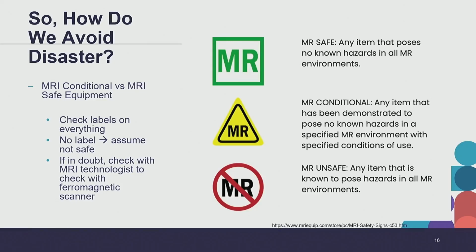So if you have a patient who is intubated in the MRI scanner, you want to tape that down to the tube or the circuit so it's not flopping around. Probably not going to get sucked into the machine, but also it may mess up the signals. And then MRI unsafe is anything that's known to pose hazards in an environment. So you want to check the labels on everything. If there's no label, assume it's not safe. And then if in doubt, check with your MRI tech. And they have a little ferromagnetic scanner that they can run over the device and see if it is metallic or not, and could potentially cause a problem.